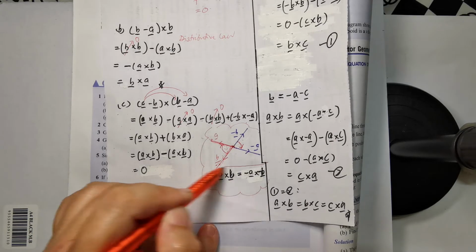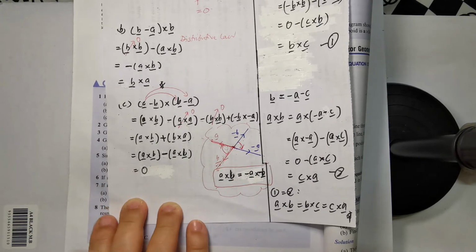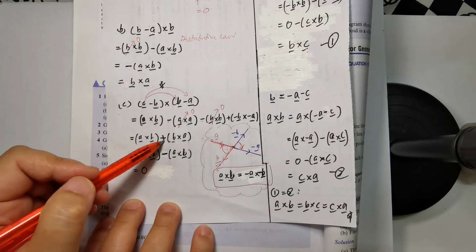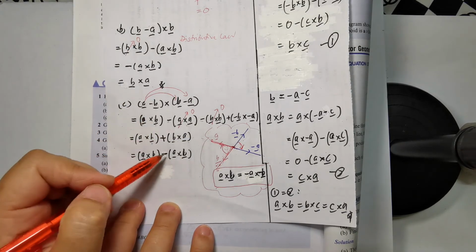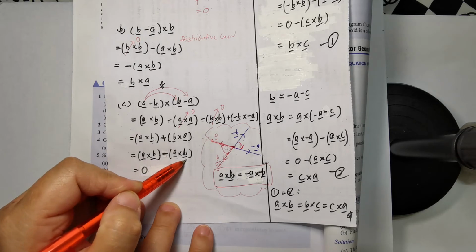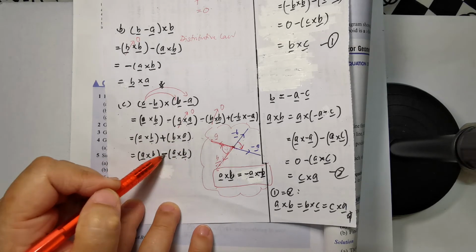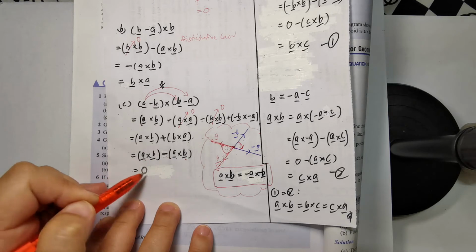Okay, so this is something new. A cross B plus B cross A. And B cross A is negative A cross B, right? Non-commutative, remember? So A cross B minus A cross B is 0.